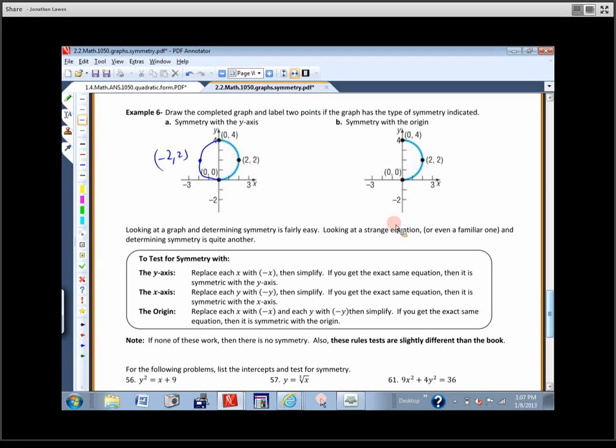Do part B and label 2 points on the graph that are symmetric with the origin. So you could do this by taking the graph and spinning it, or think about the rule. If it's symmetric with the origin, how do the coordinates change? If you know one point on the graph, you can produce another point on the graph by just changing the sign of the coordinates. You just have to remember which ones change.